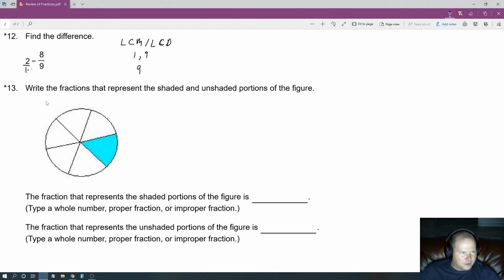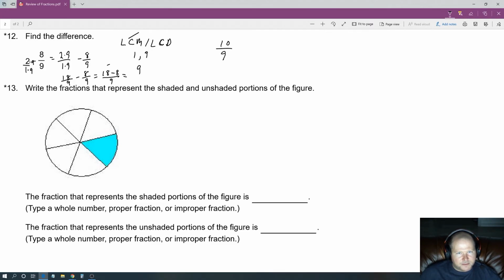So what we do is we multiply the denominator by 9, and we also multiply the numerator by 9. So 2 times 9 over 1 times 9, minus 8 over 9. 2 times 9 is 18 over 9. And then we subtract 8 over 9. Now because they're like fractions, with the same denominator, I'm going to add in this extra step. You don't have to write this down, but 18 minus 8 over 9. 18 minus 8 is 10.